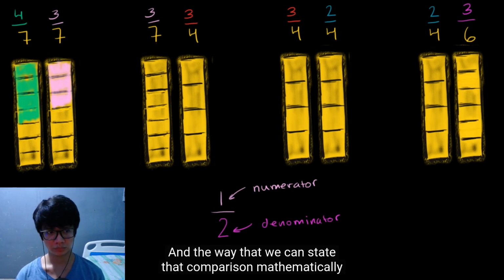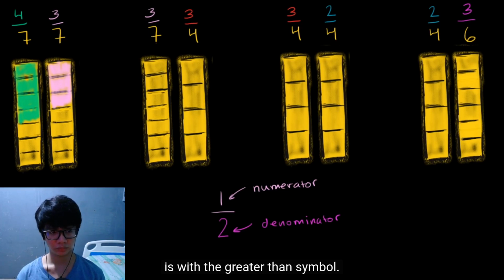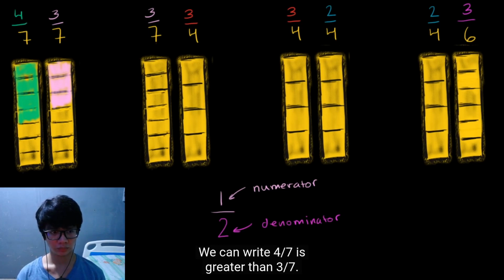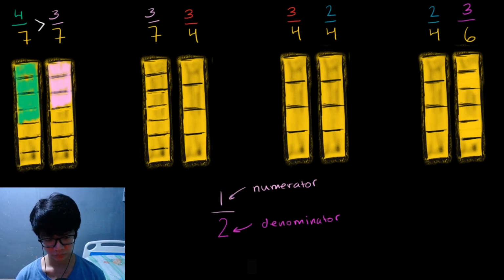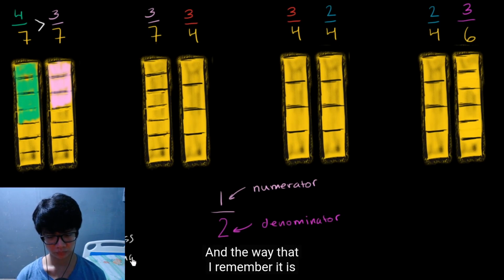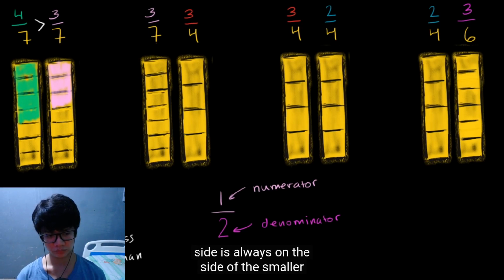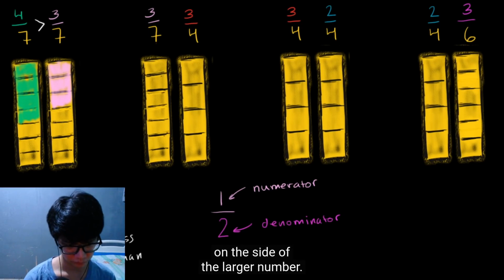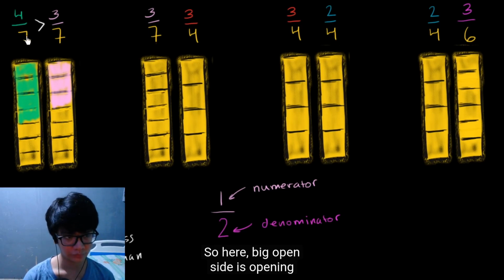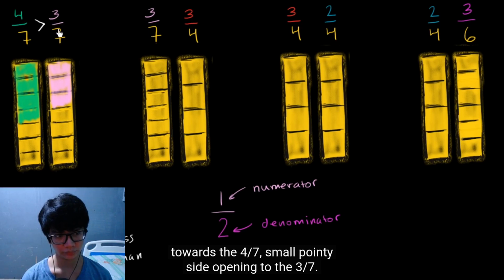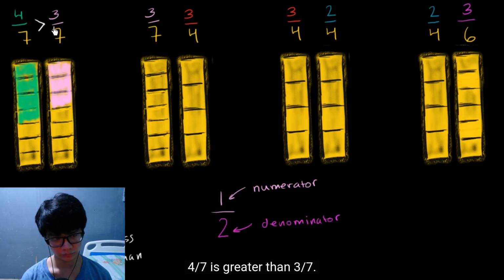And the way that we can state that comparison mathematically is with the greater than symbol. We can write 4/7 is greater than 3/7. Now the greater than and less than symbols can sometimes be confusing. This is greater than, this is less than. And the way that I remember it is that for either symbol, the small pointy side is always on the side of the smaller number, and the big open side is always on the side of the larger number. So here, the big open side is opening towards the 4/7, the small pointy side towards the 3/7. 4/7 is greater than 3/7.